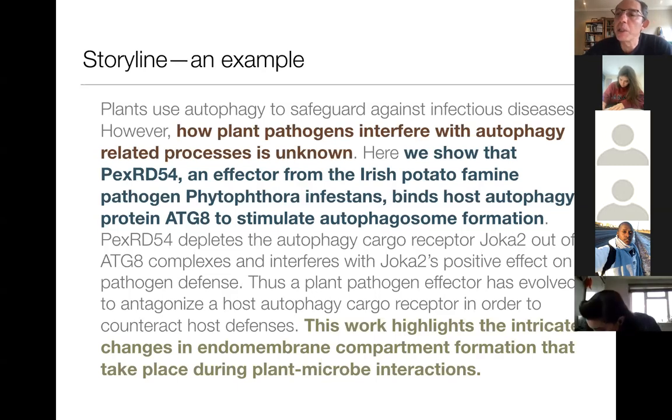But that finding always has an implication. It always has some sort of consequence on how we understand a certain field, and it allows you also to speculate a little bit more about what your finding means. And that's what the implications really means. This work highlights the changes in endomembrane compartment formation. Yes, it does, but we actually don't have a lot of experiments showing that we have changes in endomembrane compartment formation, etc. So it is really something that goes beyond what you actually did in that project.